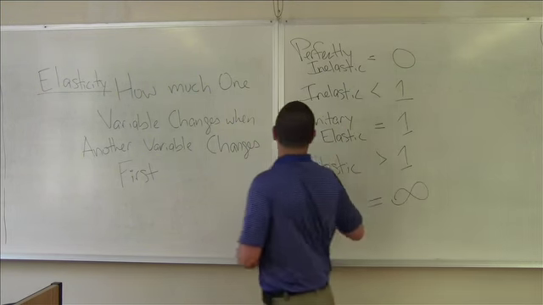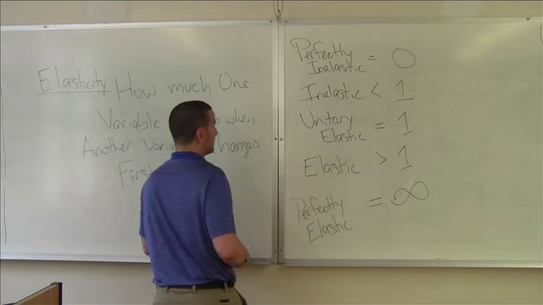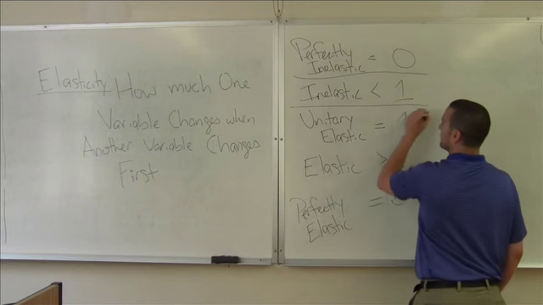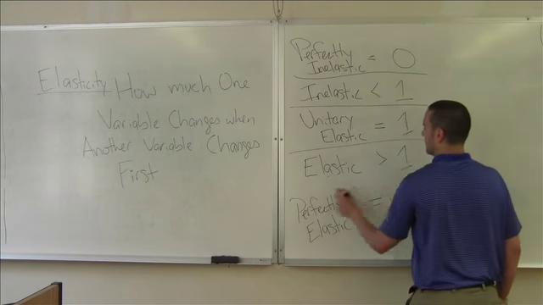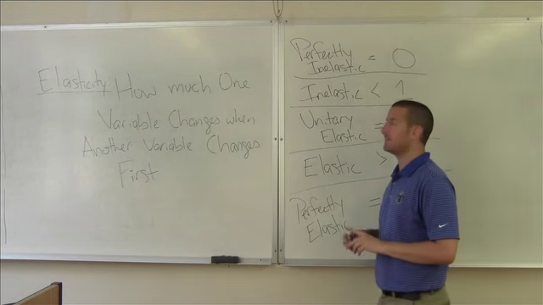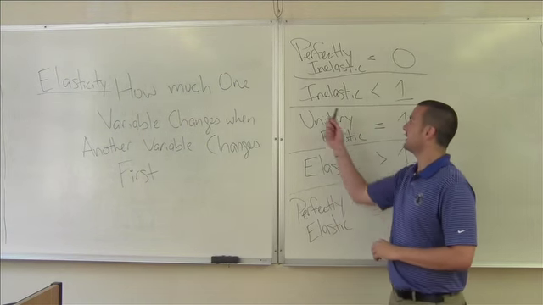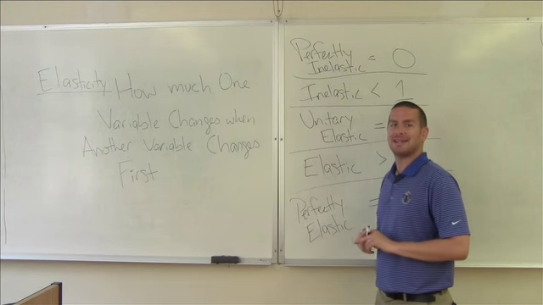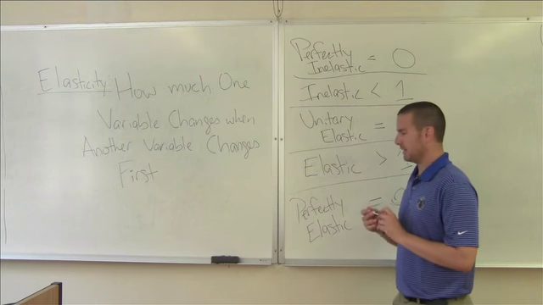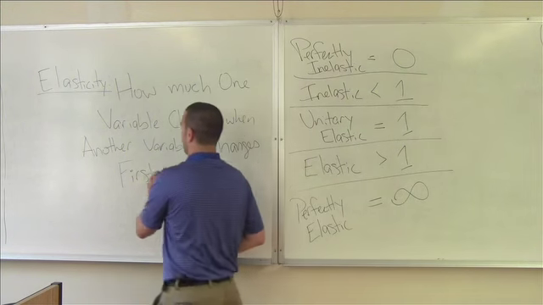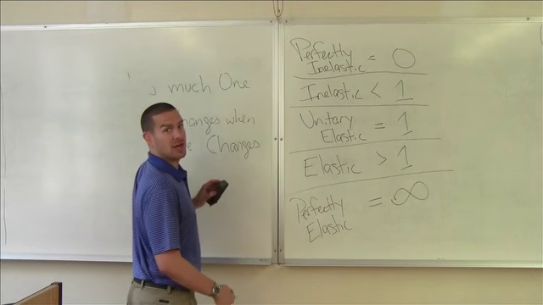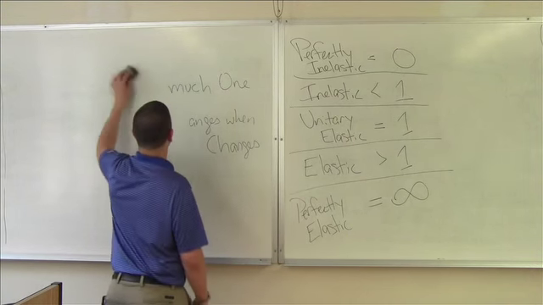These are the 5 different types of elasticity: perfectly inelastic, inelastic, unitary elastic, elastic, and perfectly elastic. And I'm going to draw out the shapes of all of these as well.